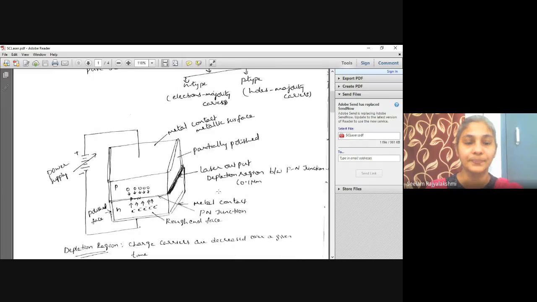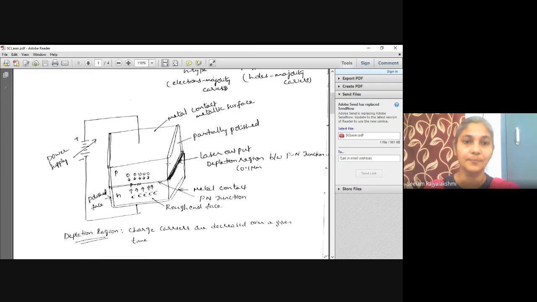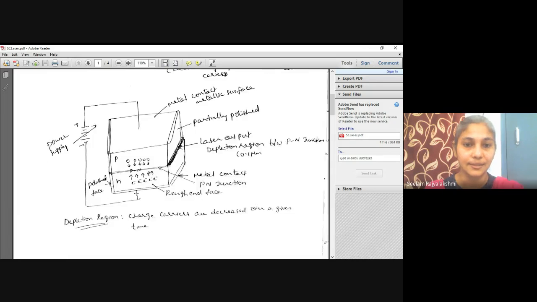Now let us see the pictorial representation. Here we are seeing the p-type and n-type semiconductors. This is a laser diode, made by taking p-type and n-type semiconductors. This is the metal contact, and on the opposite faces we have metal contacts too. Here this is the polished face.